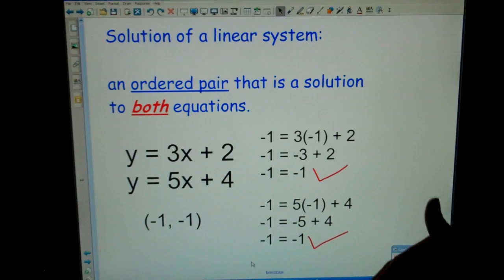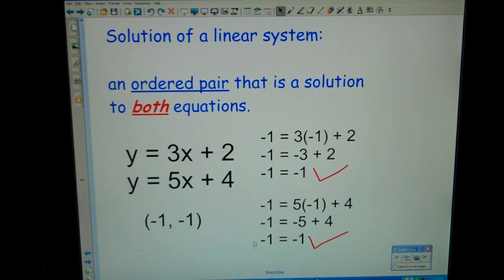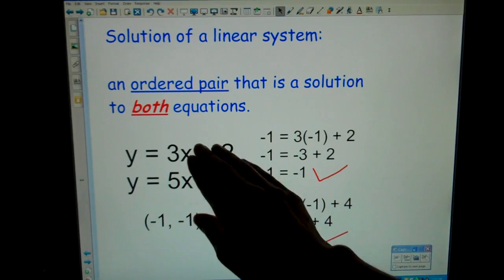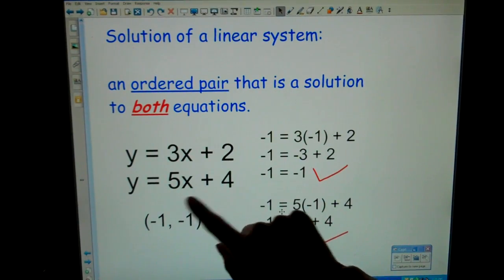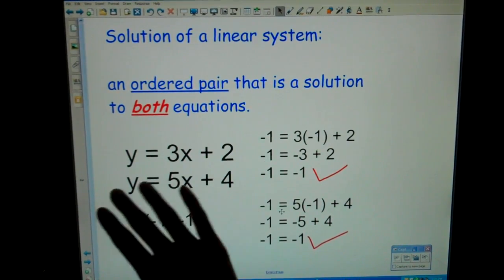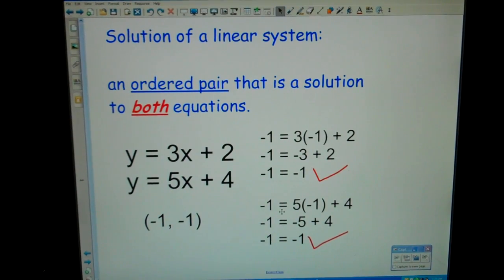Pause that. Take that in for a minute. Look at it. When I put one value in for x here, it has to also give me the same value here. They have to be the same. This has to be a true statement. And both of these are. This came out to be -1 equals -1, and this came out to be -1 equals -1. They were both true statements.